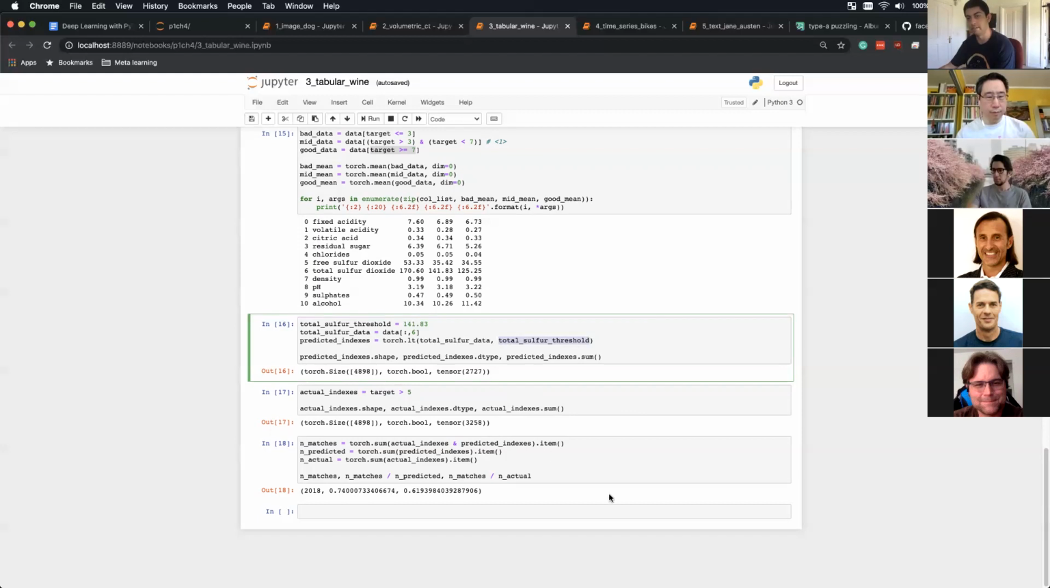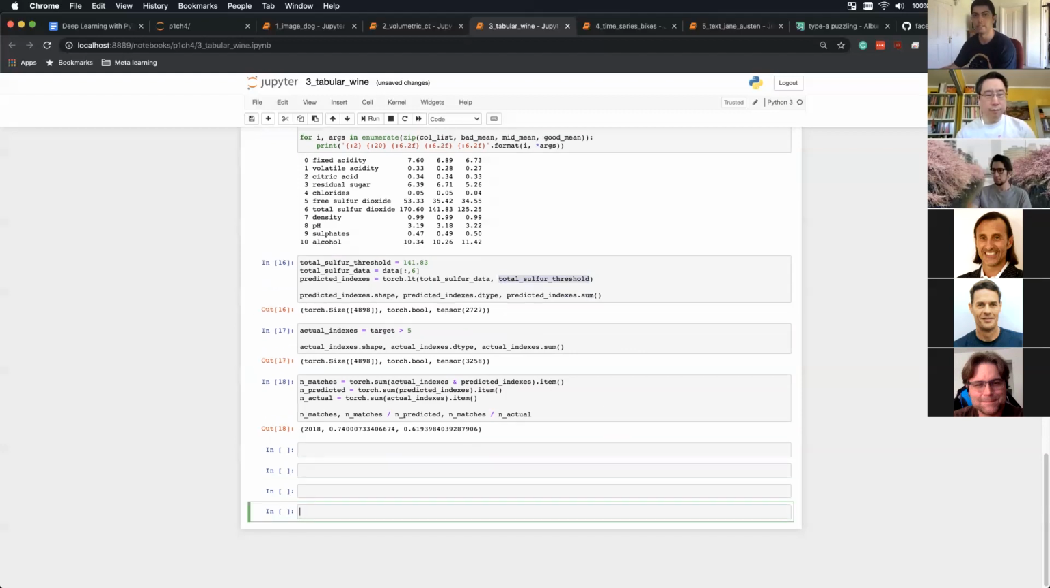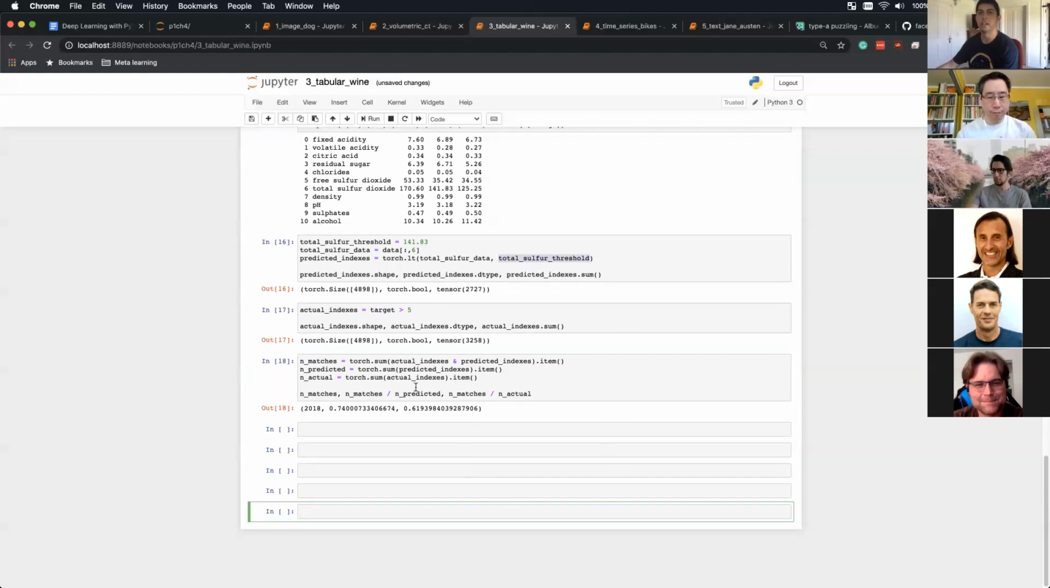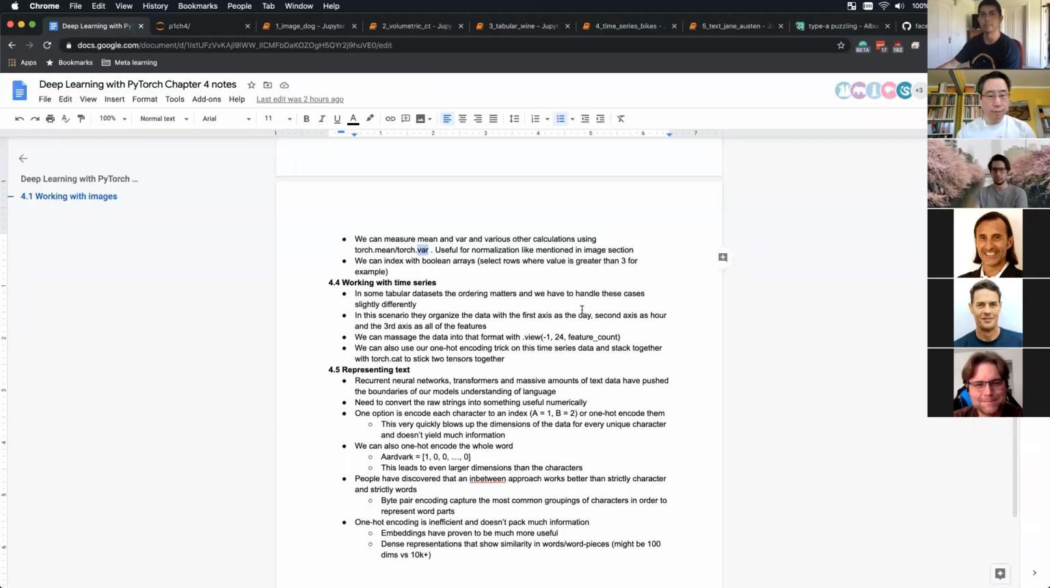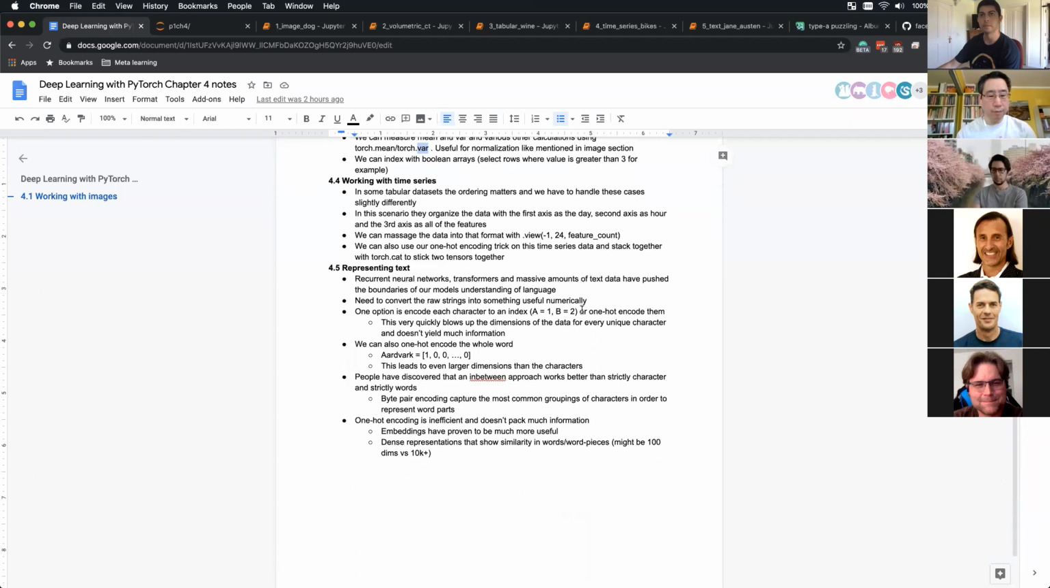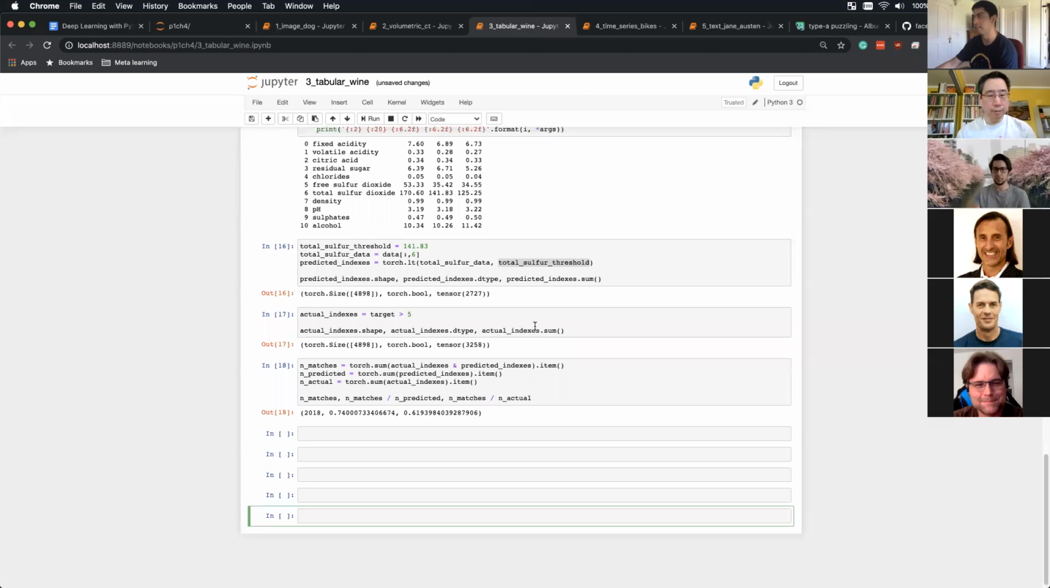And then they just kind of continue on with that comparison. And then they just do some calculation in terms of like how many they actually got of the bad wines versus the total. And we should probably stop there. Does anyone have any questions in regards to that stuff?